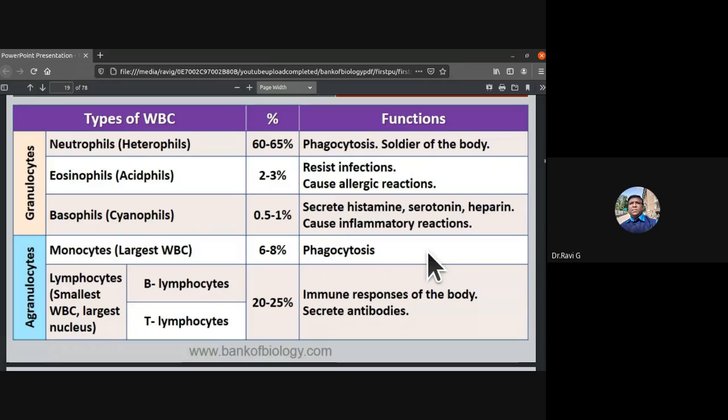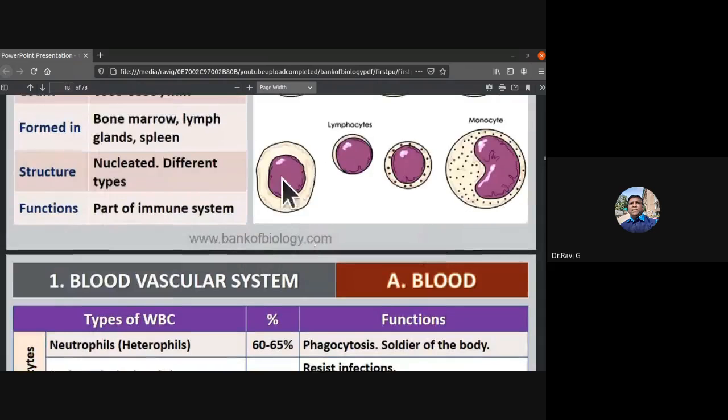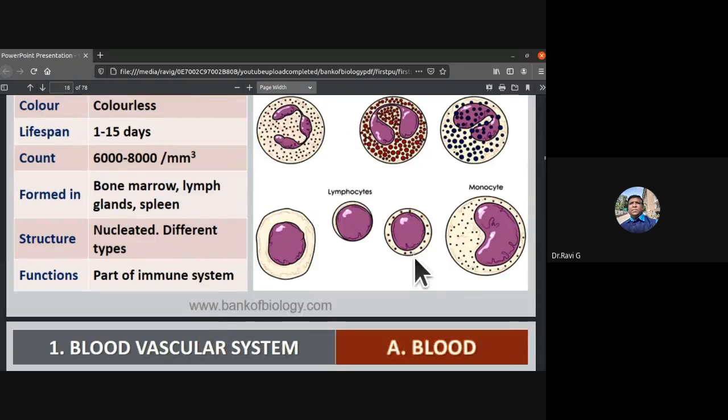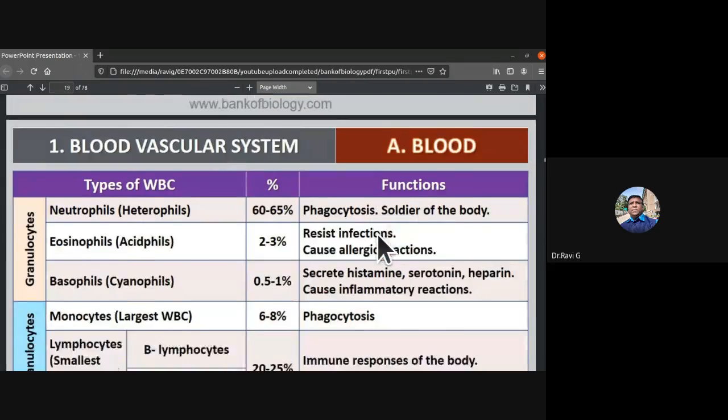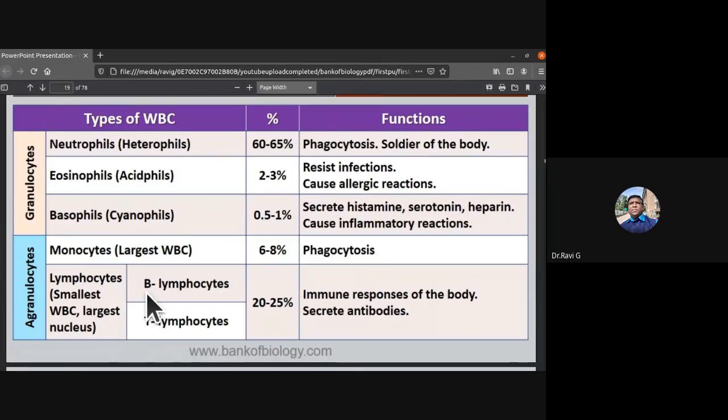The lymphocytes are the smallest WBC, but they have the largest nucleus when compared to all of the other types of WBC cells. You can look here itself. Lymphocytes are of two types: B lymphocytes and T lymphocytes.